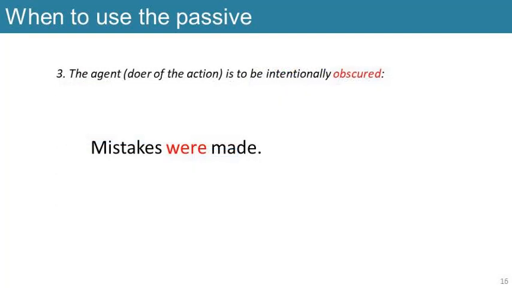A further reason to use the passive is in order to intentionally obscure the agent. A famous example of this is "mistakes were made." The speaker used the passive to avoid needing to say who made the mistakes, whether he did or somebody else. This agentless passive is a useful ploy for politicians.